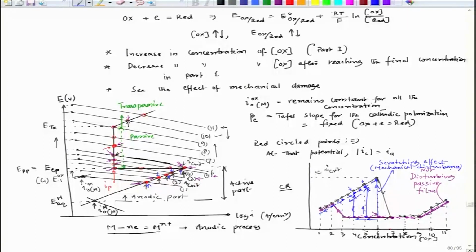of the passive film. So this is the way it should operate in the case of an active passive metal when we change the oxidant concentration from low concentration to high, as well as high concentration to low concentration.